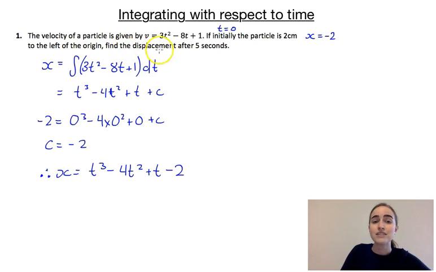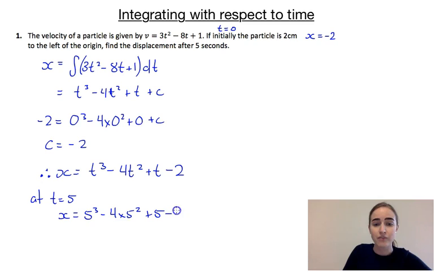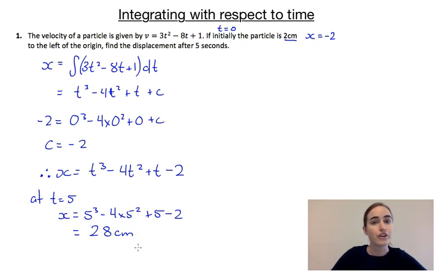The last thing asks us to find the displacement after 5 seconds. So we're going to say at t equals 5, and we'll substitute that in here. So we'll have x equals 5 cubed minus 4 times 5 squared plus 5 minus 2, and that'll work out to be 28 centimeters, because it was centimeters up in the question as well. So at 5 seconds, our particle is 28 centimeters to the right of the origin.